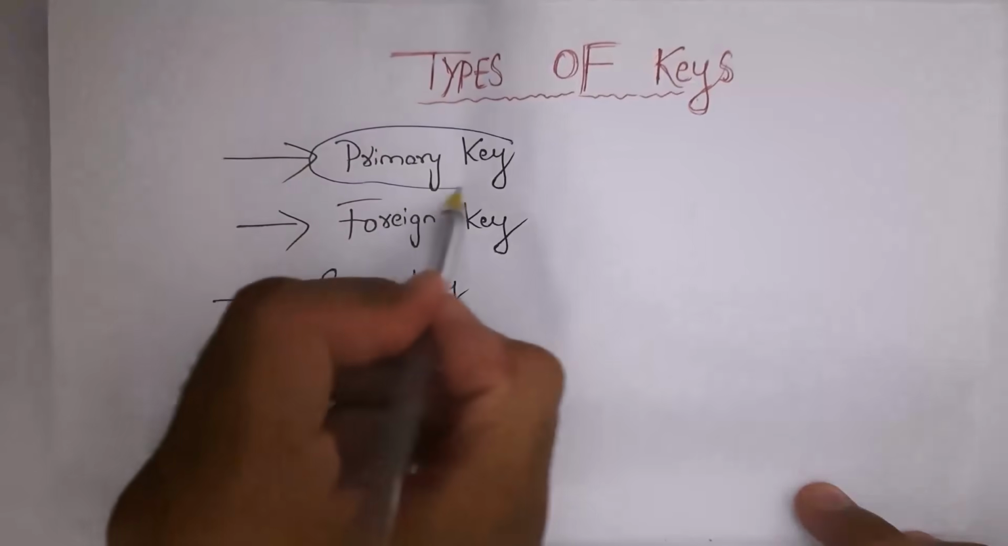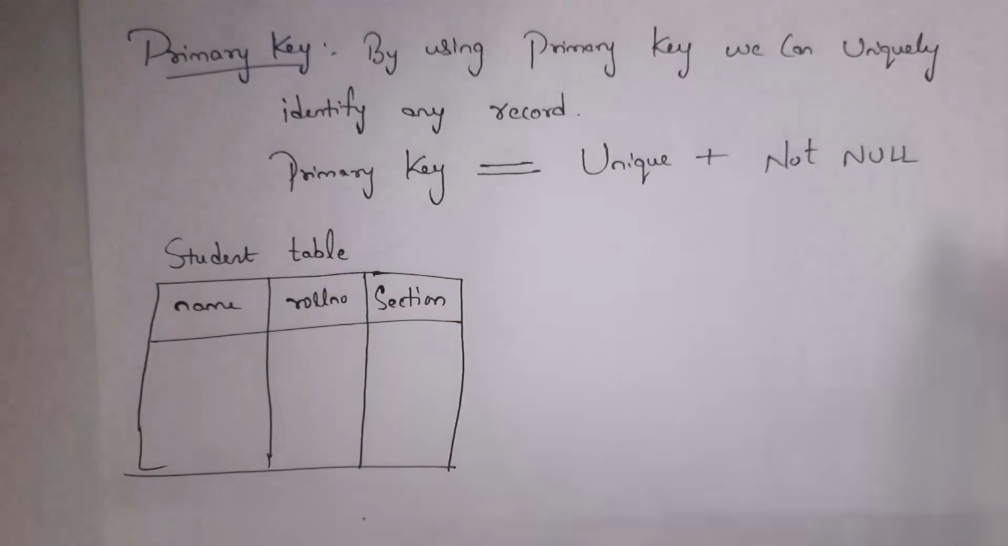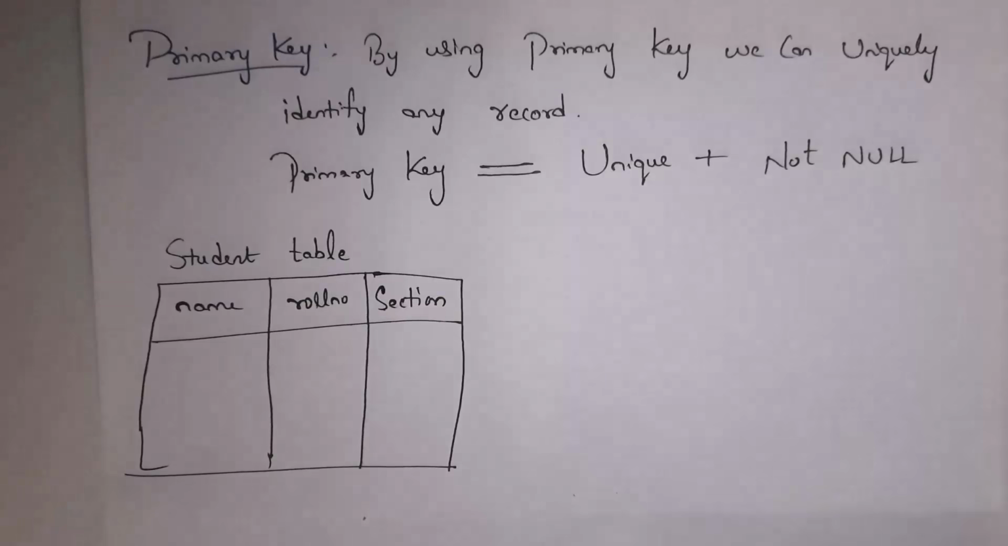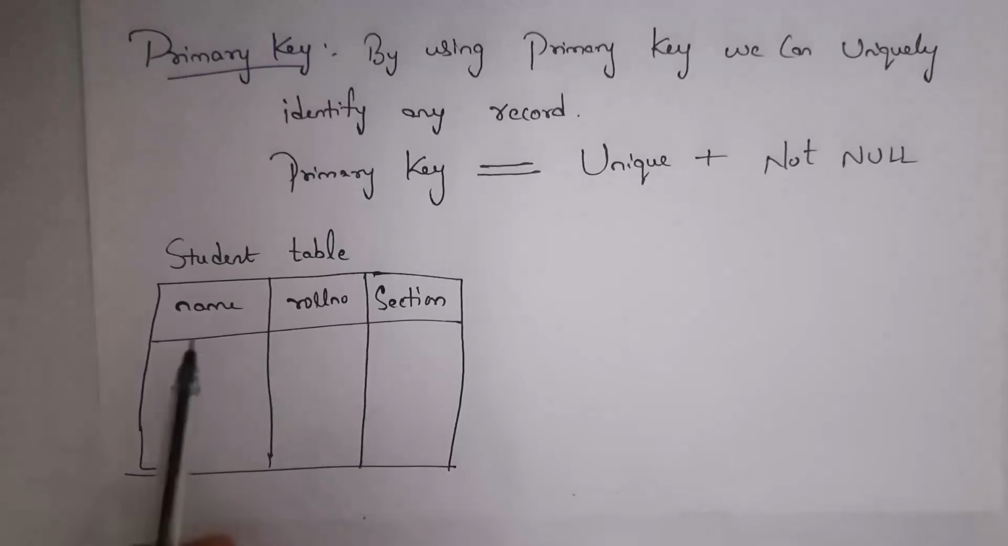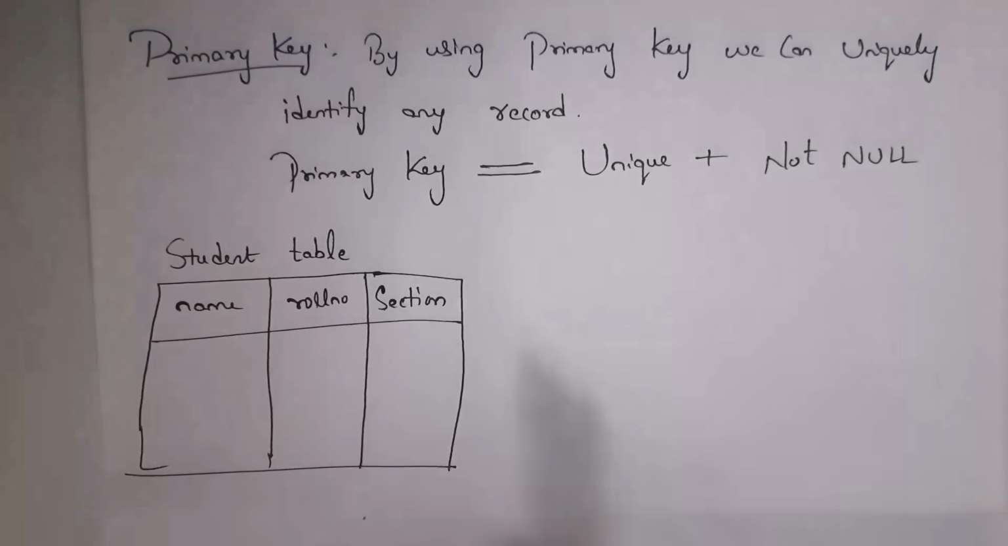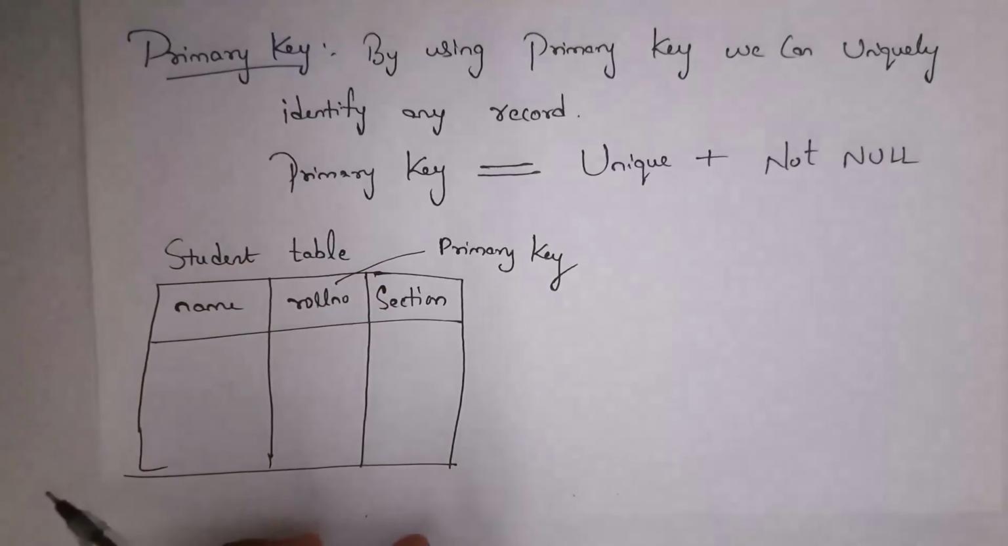At first I will explain what is primary key. Guys, by using primary key, we can uniquely identify any record. For example, there is a student table. Inside the student table there are three columns. One column is the name column, next column is the roll number column, and next column is the section column. For example, I gave primary key for this roll number column.